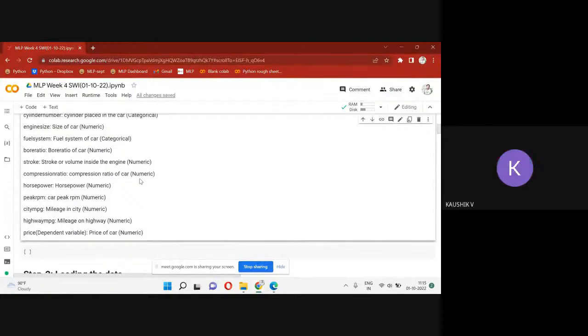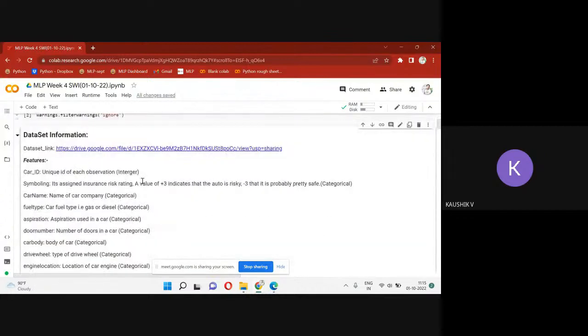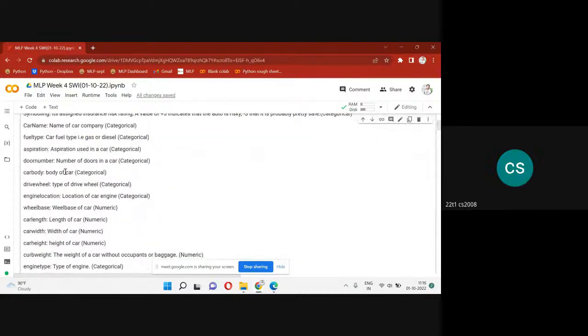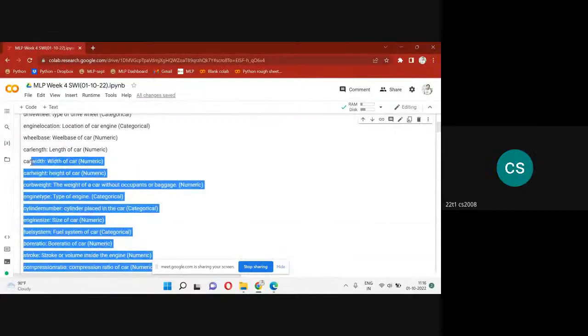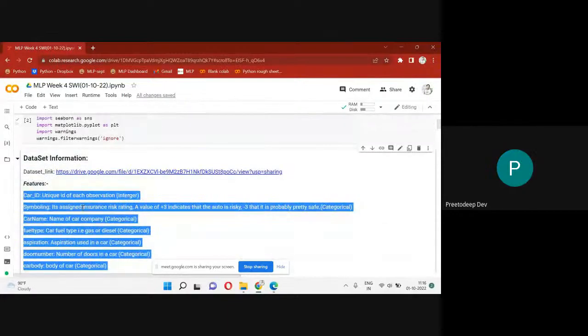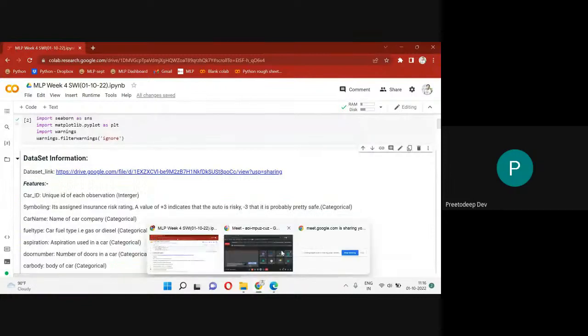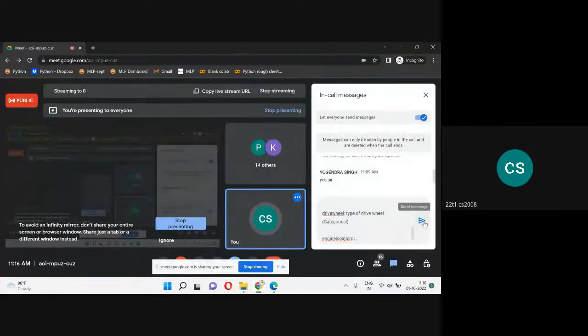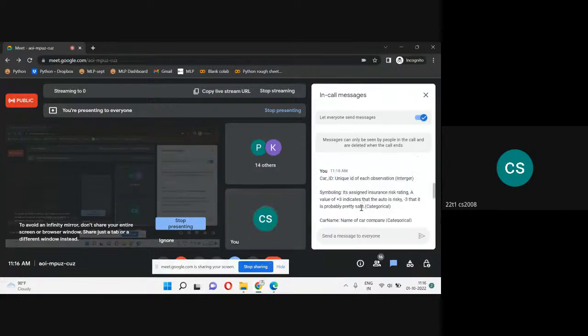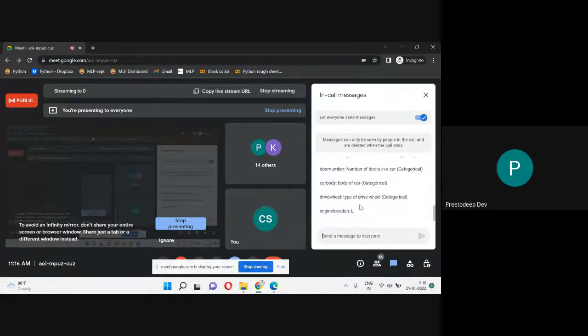Sir, I've loaded the dataset, but have you also shared this Colab, or how do we know the individual descriptions of the fields? We haven't shared this Colab as of now. It will be shared after this session. We will get the Colab link in the portal itself, and we will upload the PDF version of this Colab. Okay, got it. Thank you, sir.